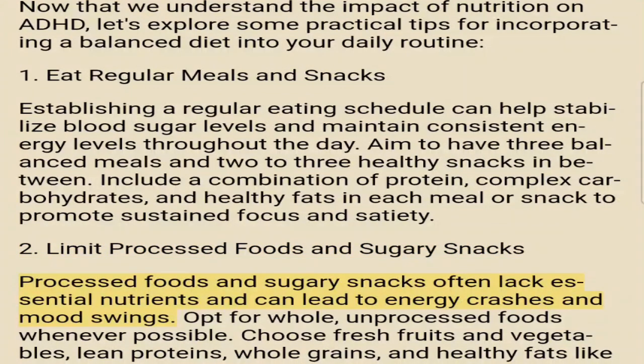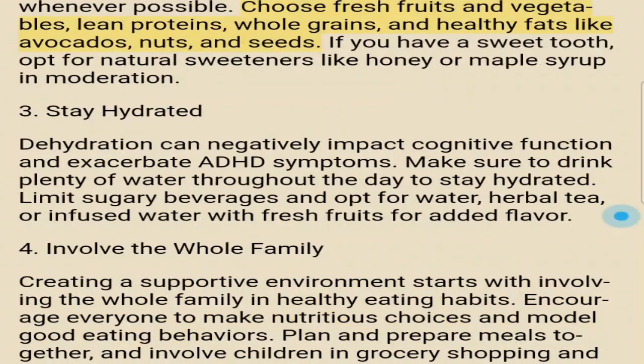2. Limit processed foods and sugary snacks. Processed foods and sugary snacks often lack essential nutrients and can lead to energy crashes and mood swings. Opt for whole, unprocessed foods whenever possible. Choose fresh fruits and vegetables, lean proteins, whole grains, and healthy fats like avocados, nuts, and seeds. If you have a sweet tooth, opt for natural sweeteners like honey or maple syrup in moderation.